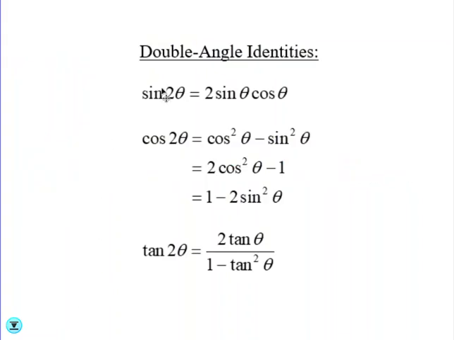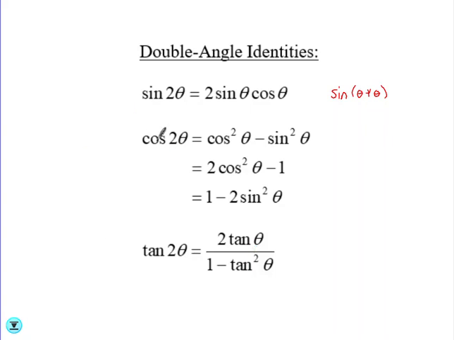First, double angle identities are used when you have sine, cosine, or tangent of 2 times an angle. For sine, sine of 2 theta equals 2 sine theta cosine theta. And you can prove this identity by using the sum identity that we learned about in the last video. If you look at sine of theta plus theta, that's how you would figure out this identity.